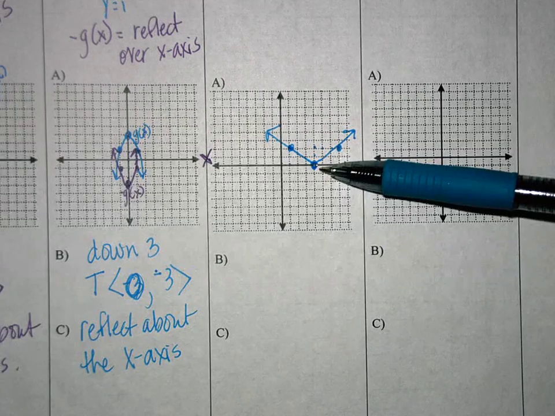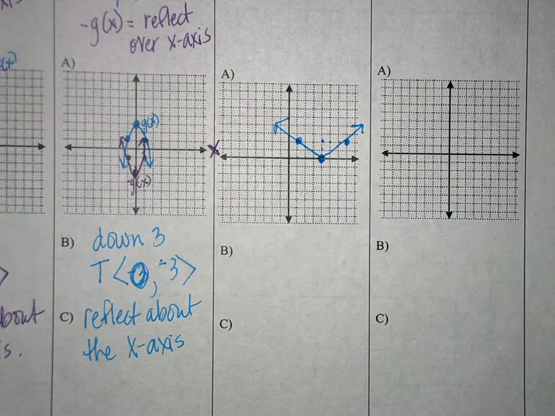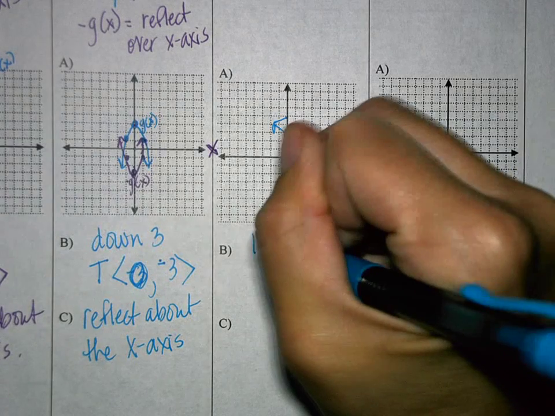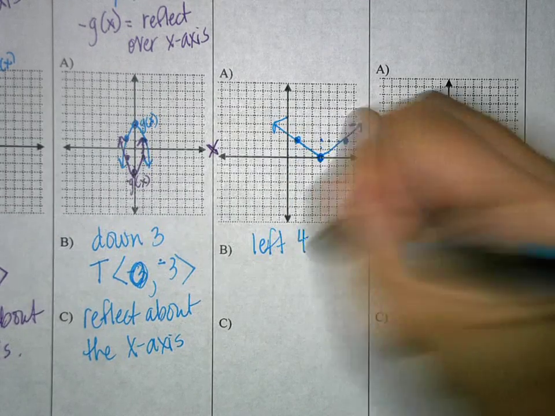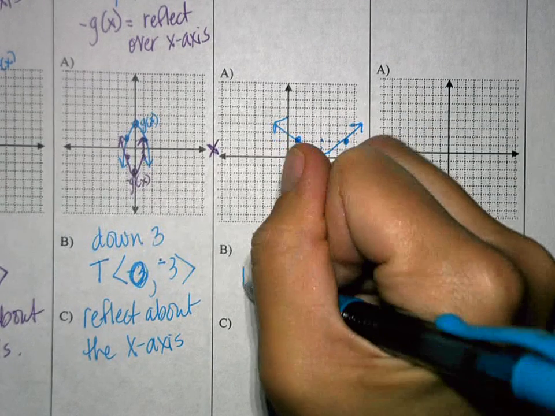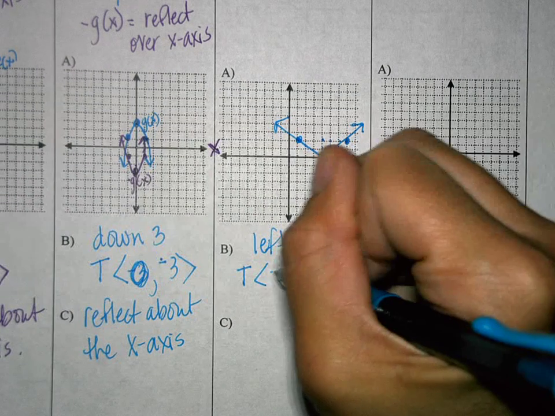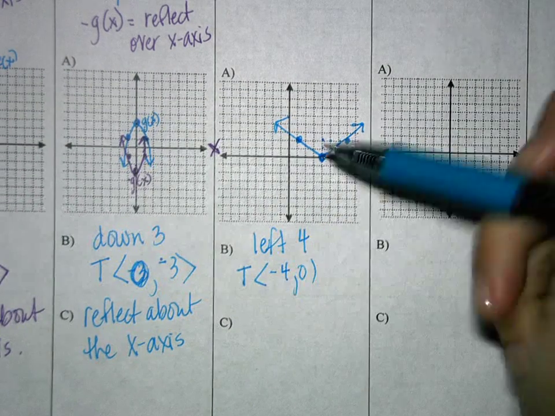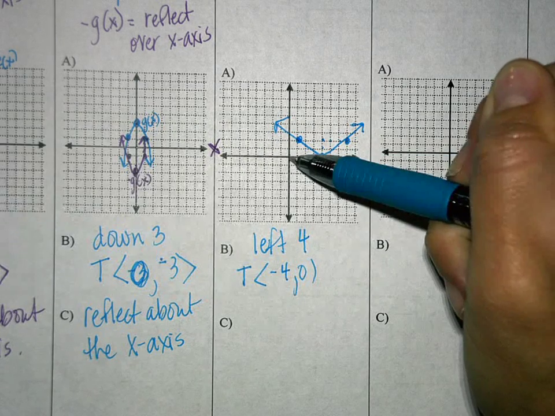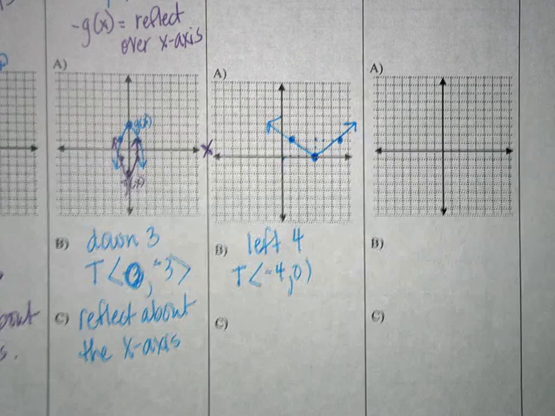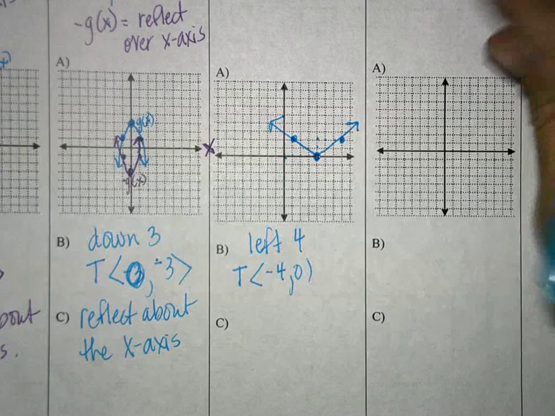What would you have to do in order to get this to 0, 0, to where the parent graph would be? Good. You'd have to shift it left 4. And so translating that, we would write that as what? -4, 0. So all it's saying is, in order to get this to 0, 0, we'd have to move it left 4.